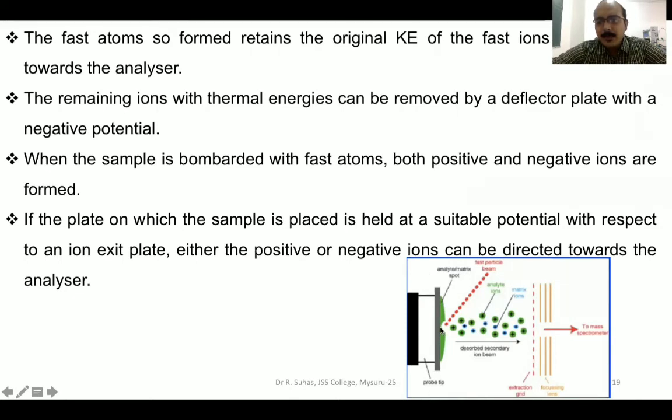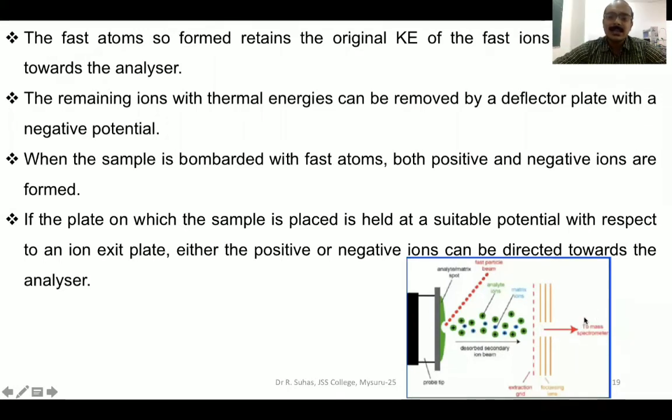This is the probe tip on which the sample is spotted along with the matrix. Here the matrix is usually glycerol, and it is bombarded with very fast moving particles. Green represents analyte ions and blue represents matrix ions. When the sample is bombarded with very fast moving atoms, the ions get desorbed to produce a secondary ion beam, which then goes to the extraction grid. From there it goes to the focusing lens, and then to the mass analyzer.